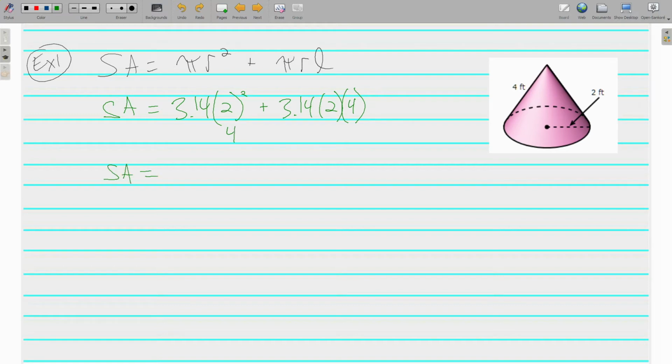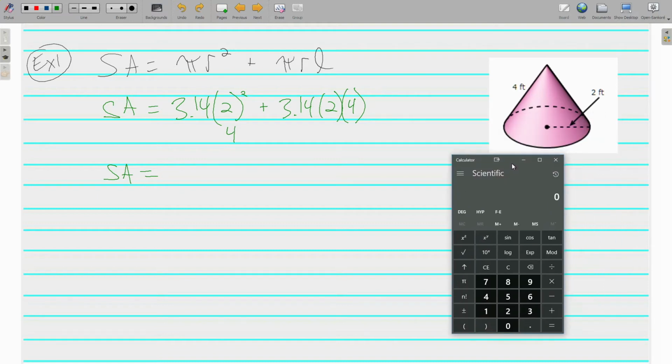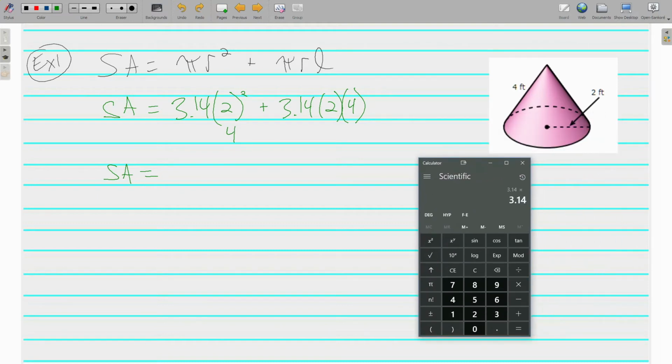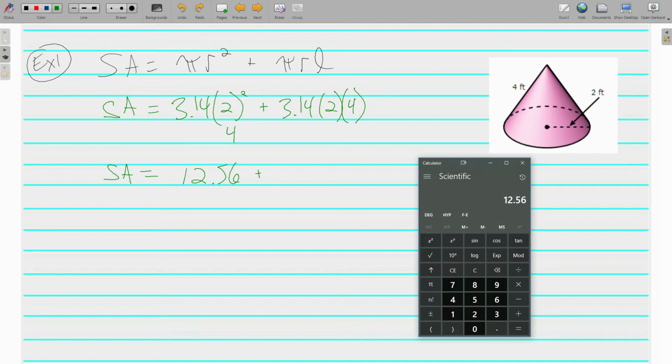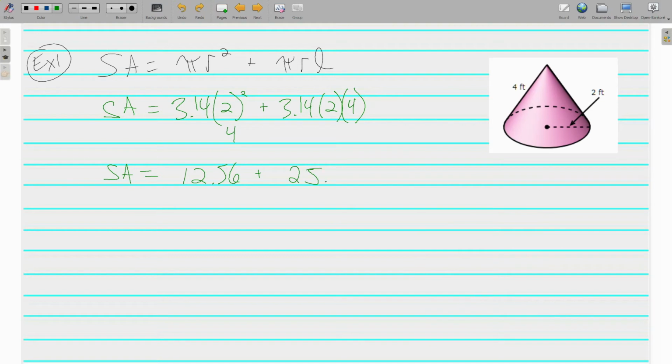Alright, surface area. I'm going to get my calculator out, and we've got 3.14 times 4. I could put the entire expression into the calculator at the same time, but I'm afraid of hitting the wrong button. I just think it's a little smarter, a little safer to break it down in pieces. Sometimes, too, it depends on the problem that you're doing. Anyway, the second part here, we've got 3.14 times 2 times 4 is 25.12.